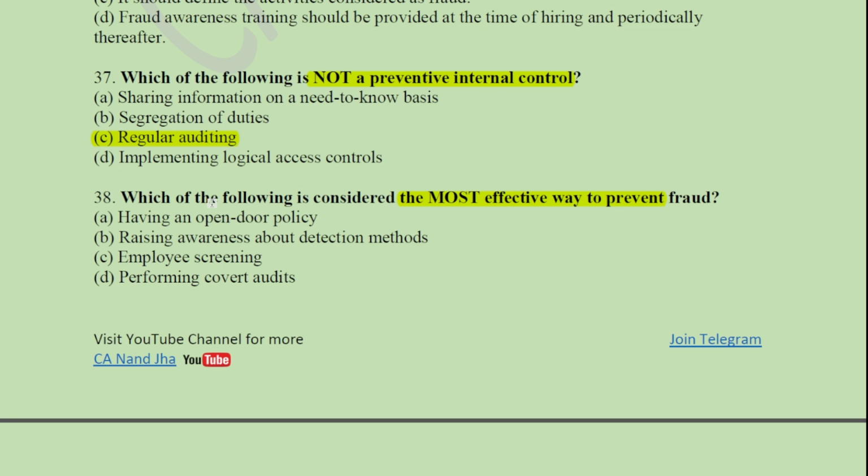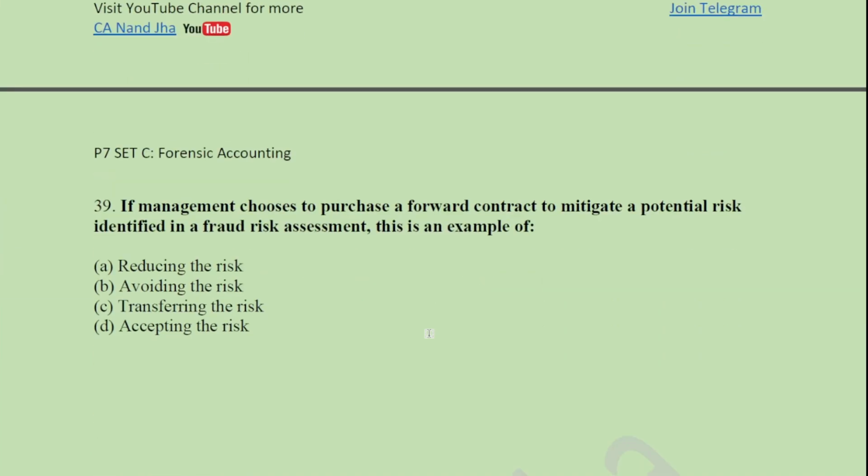Which of the following is considered the most effective way to prevent fraud? Having an open door policy, raising awareness about detection methods, employee screening, performing covert audits. So the most effective way to prevent fraud is raising awareness about detection methods.